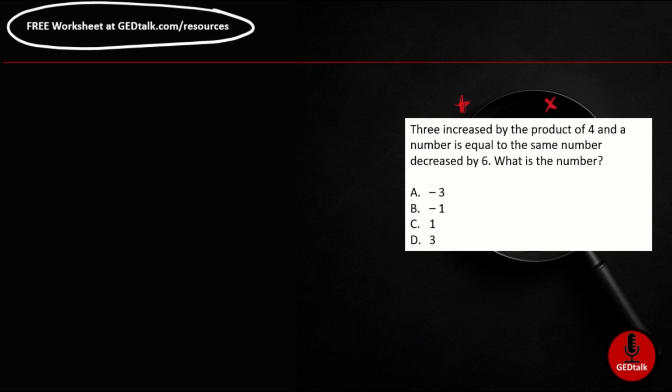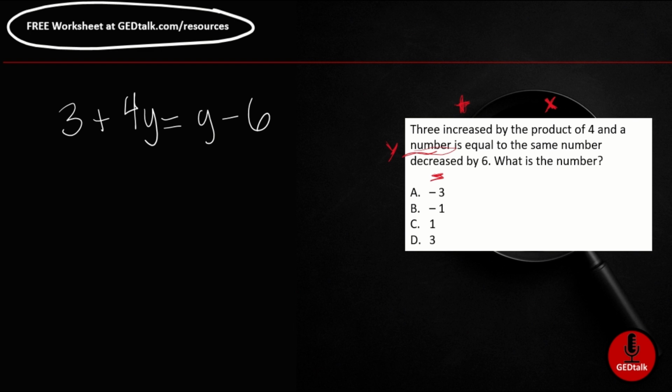4 and a number. When they say a number, but they don't tell you exactly what that number is, that's a variable. And so I'm going to use the variable. I'm just going to put a Y. You can use any letter from the alphabet as your variable. Is equal to the same number decreased. And so we know with decreased, we're going to subtract. So we have 3 increased, so I'm going to do plus, by the product of 4 and a number. So 4, and we're going to use y as our number, is equal to the same number, that's y, decreased by 6. So y minus 6.